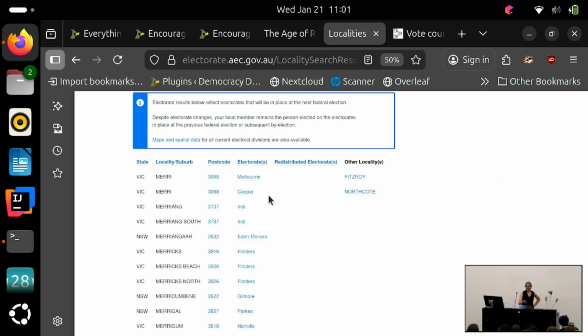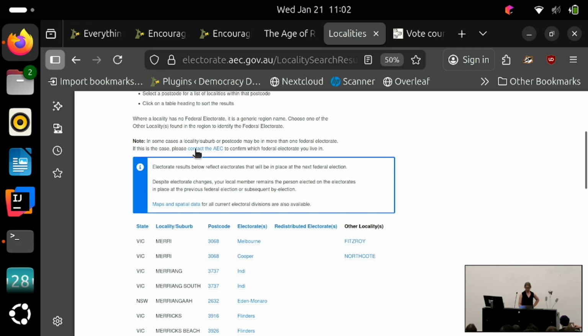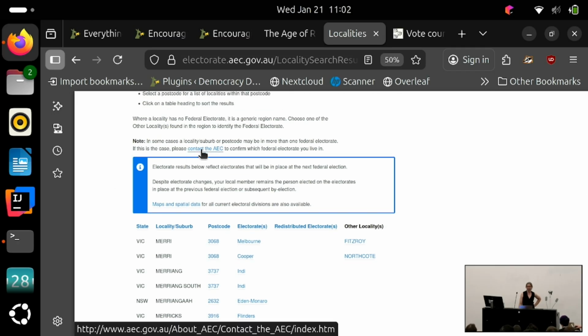Some localities are not unique. What does the AEC do about this? They could ask you for your address, but instead they say, if this locality search didn't give you a unique response, send us an email. So hold this thought.